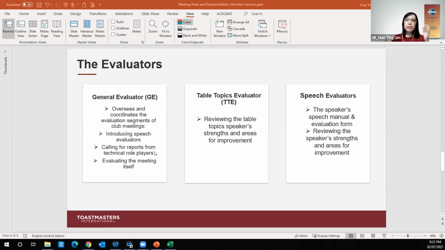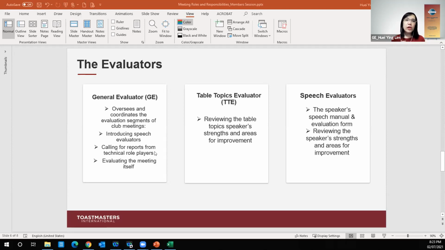Just now we mentioned the general evaluator, in short, GE. What the GE does is he or she will oversee and coordinate the evaluation segment of the meeting, introduce each of the speech evaluators to give their evaluation, call for reports from the technical role players, as I mentioned just now, and give an overall evaluation of the whole meeting. The general evaluator normally is an experienced Toastmaster, but that doesn't mean that if you are a new Toastmaster, you can't attempt this role.